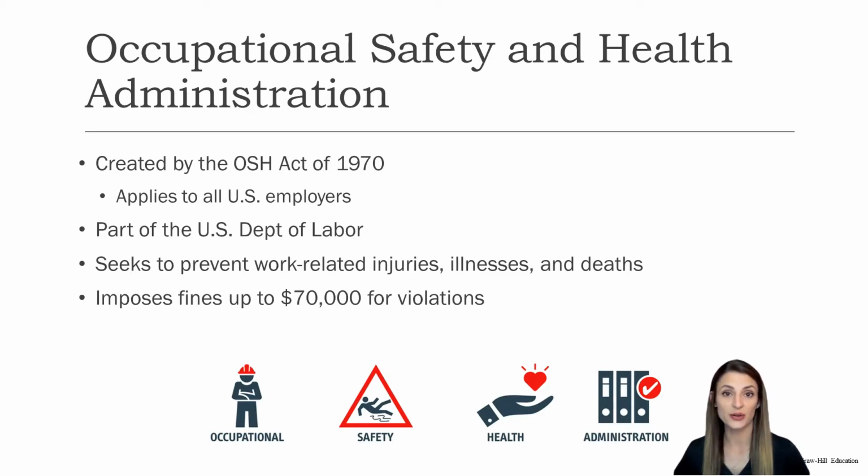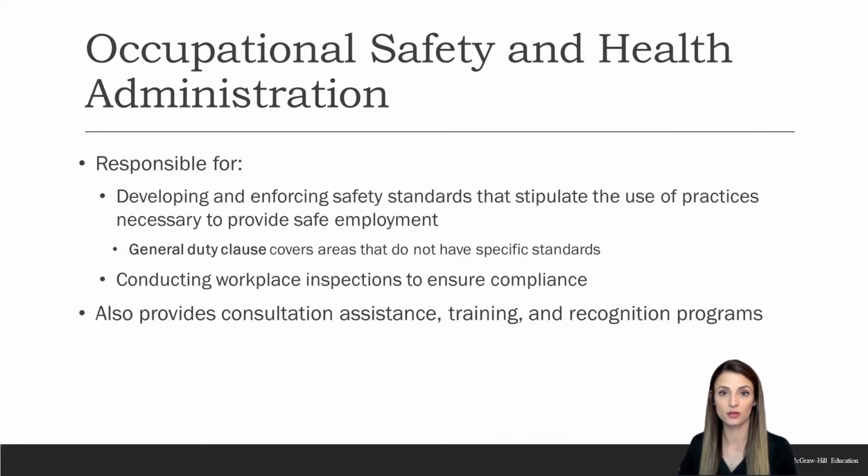This arm of the federal government has the ability to impose fines of up to $70,000 for violations of the act. OSHA has two main responsibilities: develop and enforce safety standards and conduct inspections using one of their 1,100 inspectors. They also provide consultation services where they help employers make sure that they are following the law. They provide training assistance and recognition programs.